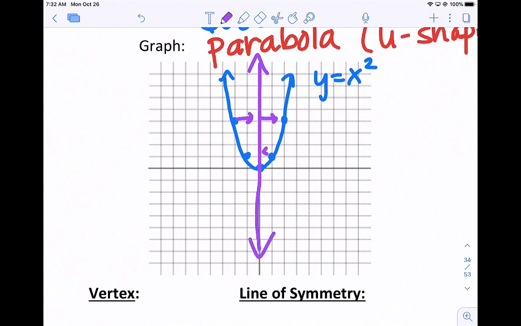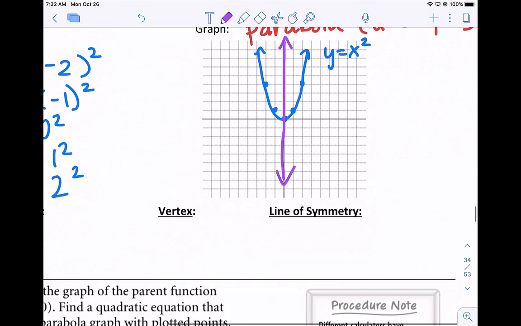So we call that symmetric if you can fold it in half and it looks exactly the same. And so that mirror line is called the line of symmetry. And here the line of symmetry is y equals 0. Actually, no, it's x equals 0. Sorry, it's a vertical line.